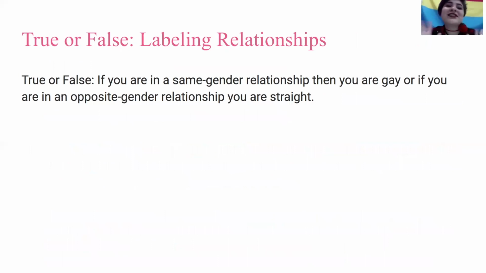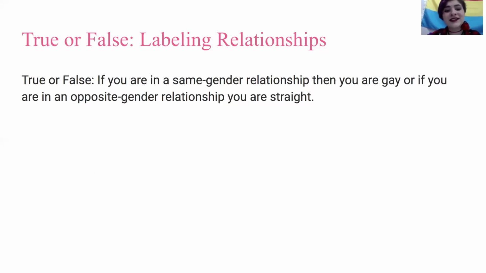So here's the start of the true or false. We're going to give you a second after we ask each question for you guys to think about what you think the answer is. And you guys just keep track, I guess. So the first true or false section is labeling relationships.